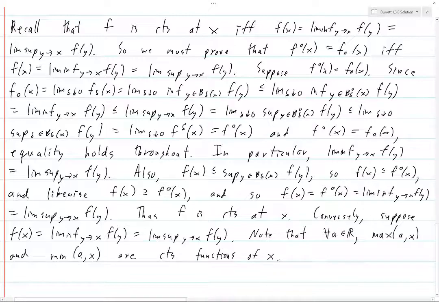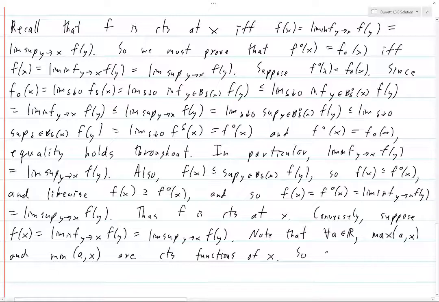This is because you can just think about it visually. If you take the max between a and x, if x is less than or equal to a, then you're just going to have a horizontal line at a. But if x is greater than a, then the output is just going to be x. And so you're going to have a horizontal line which will eventually become the line y equals x. So this is obviously going to be a continuous function. You can prove it rigorously if you want to. I don't want to. Similarly, the min is a continuous function.